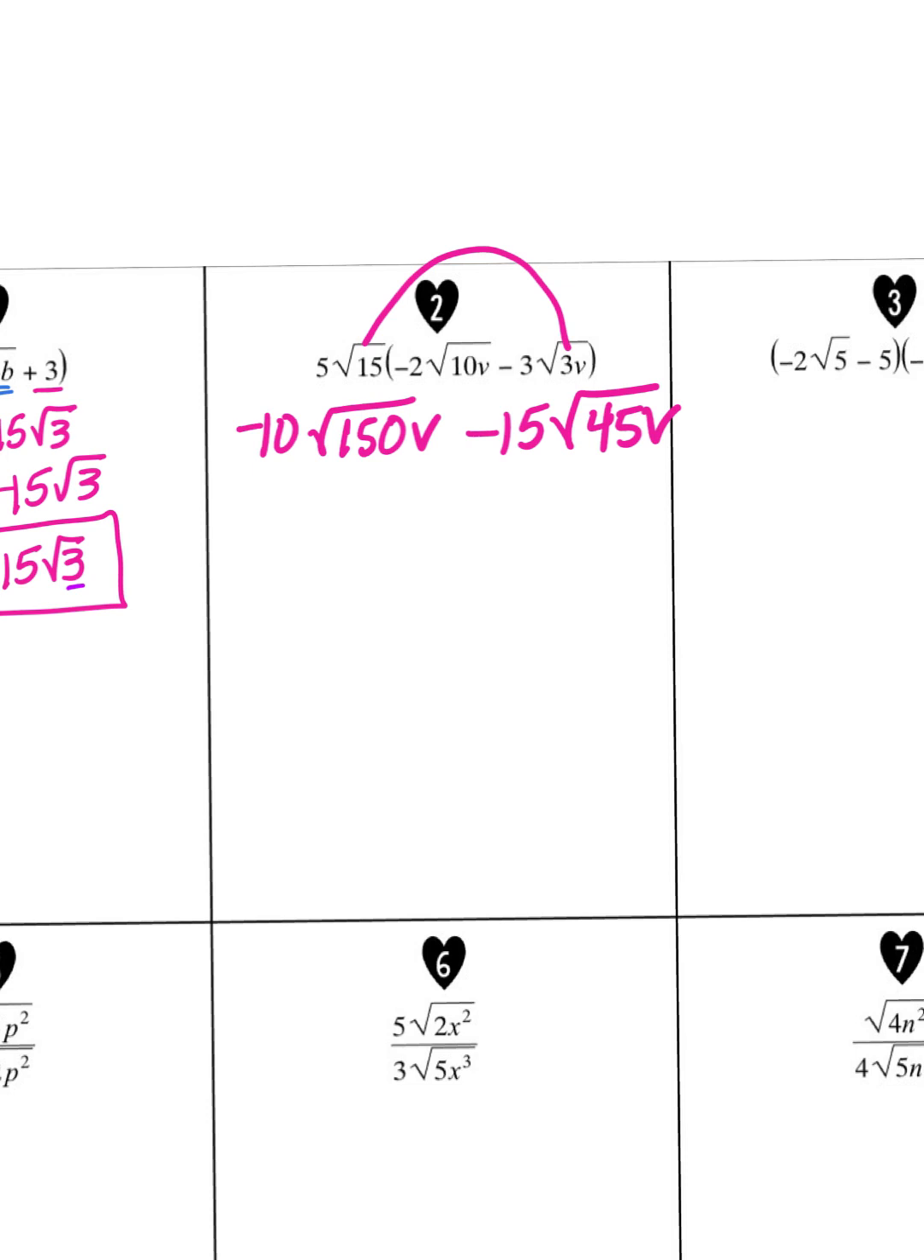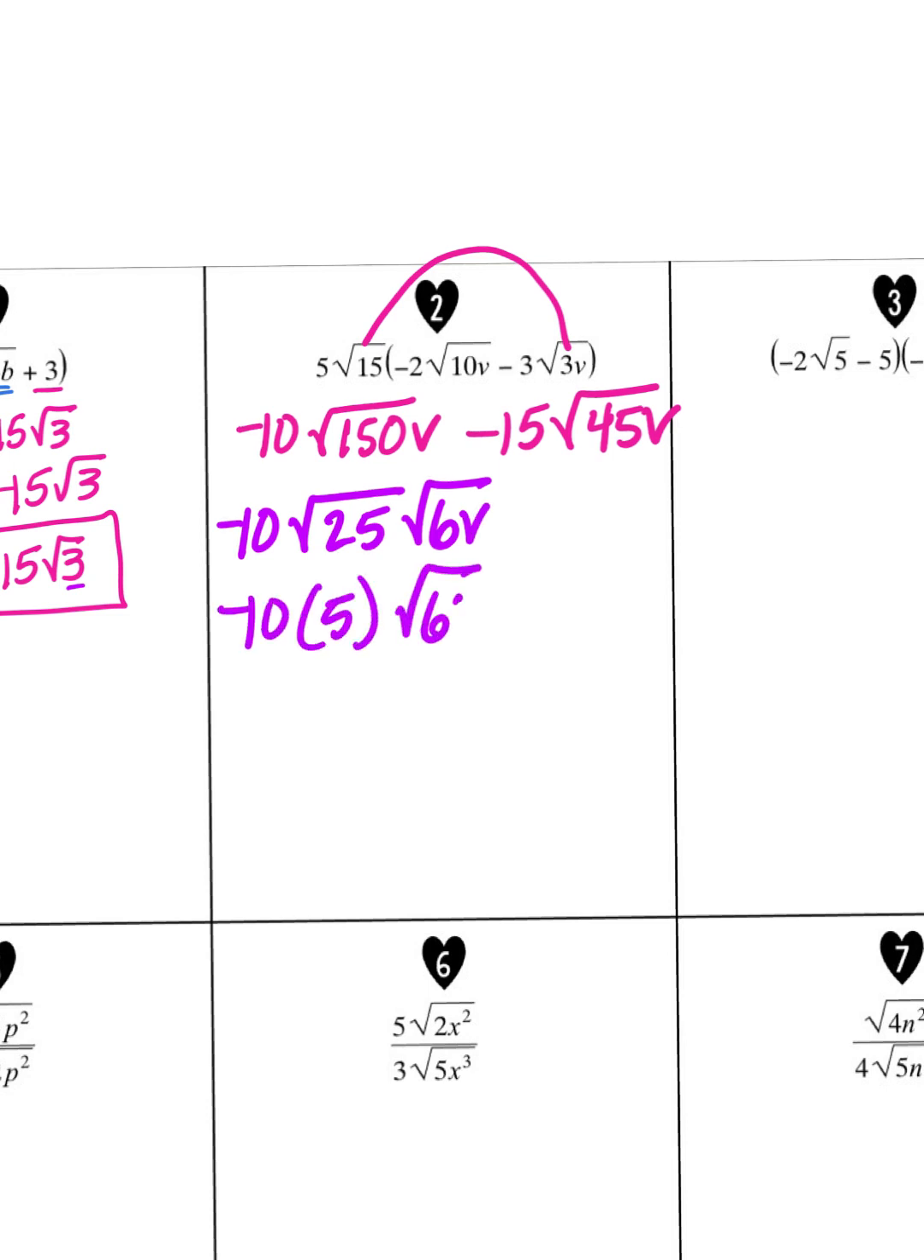I know that 25 from the perfect square list will go into 150. So this would be negative 10, and this would be 25 times 6b. So negative 10 times 5, square root of 6b. I think of 25 times 6 because there are 6 quarters in $1.50. That's just kind of how I go through when I simplify these. So this is negative 50 square root of 6b. So this negative 10 square root of 150b is broken down to negative 50 square root of 6b.